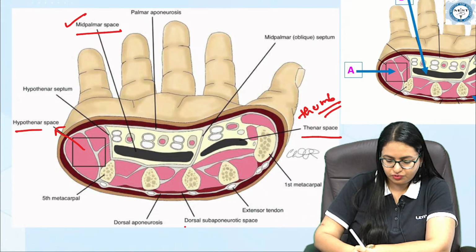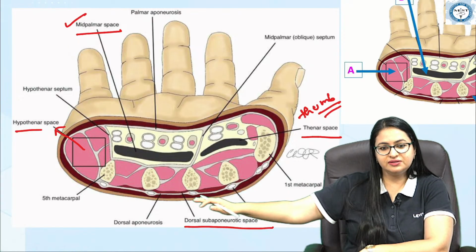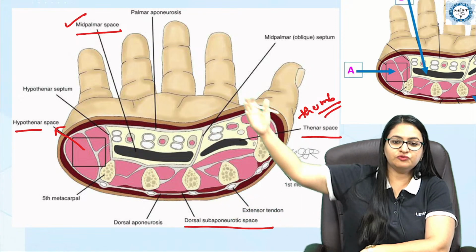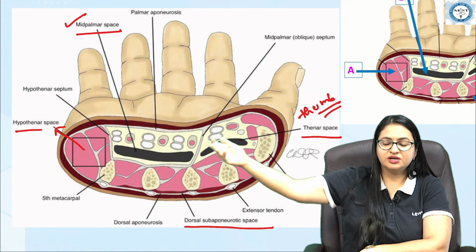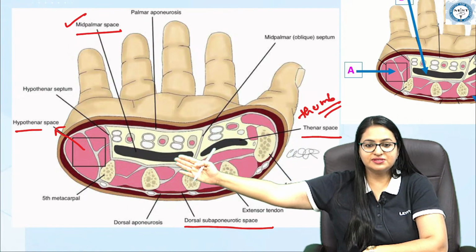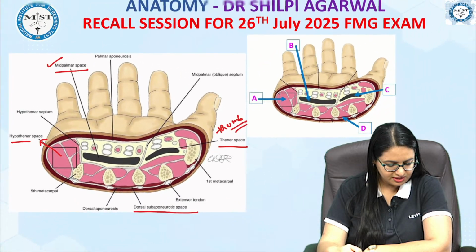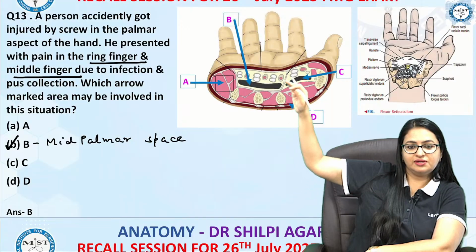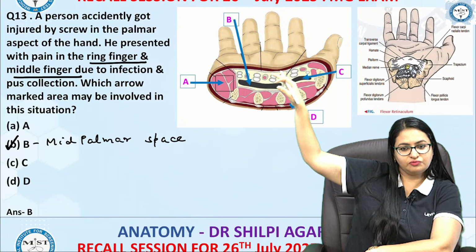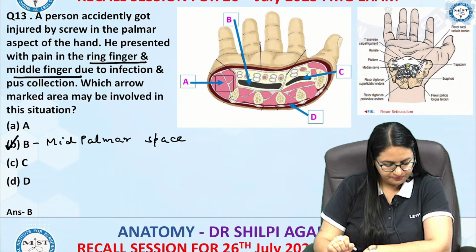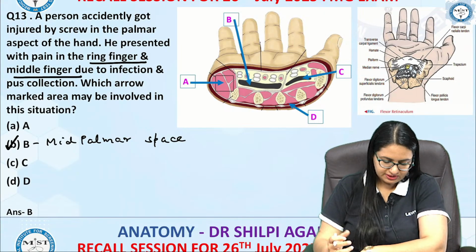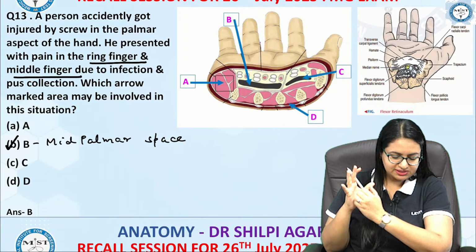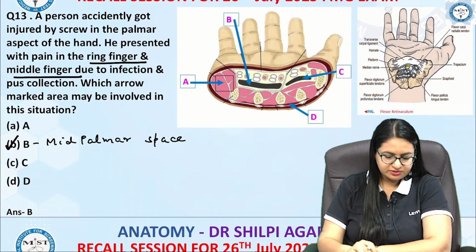And another option was towards the very posterior side. This is the posterior aspect, the dorsal subaponeurotic space. But we are concerned about the anterior aspect, and for these fingers specifically, it is this area which is affected, and the answer will be this arrow. Whatever arrow was there, the answer was that. The pus was deeper, in the mid palm. Whenever there is a pus collection here, it is in the deeper side.